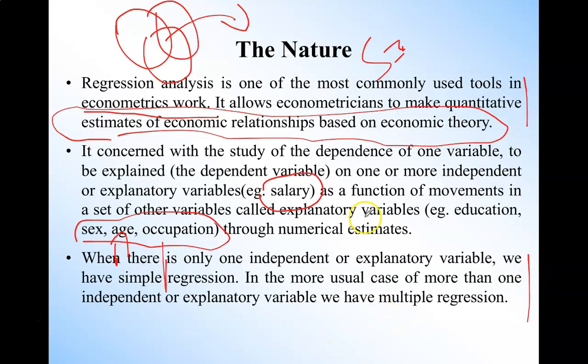And if you have just one x and one y, this is called simple regression. If you have more than one x, we call it multiple regression, where you have multiple independent variables or explanatory variables.